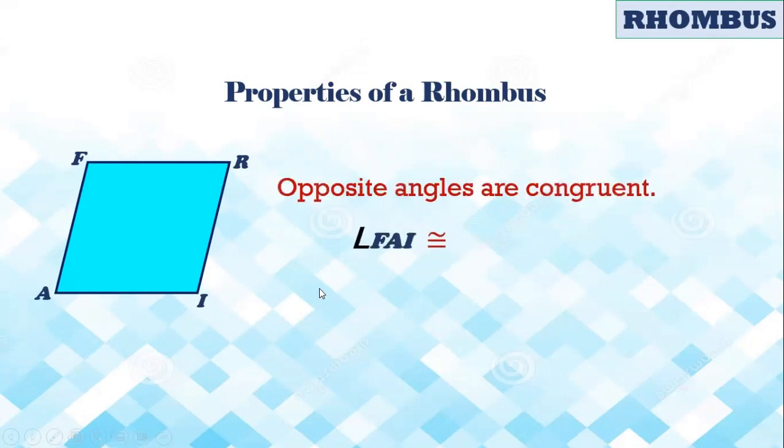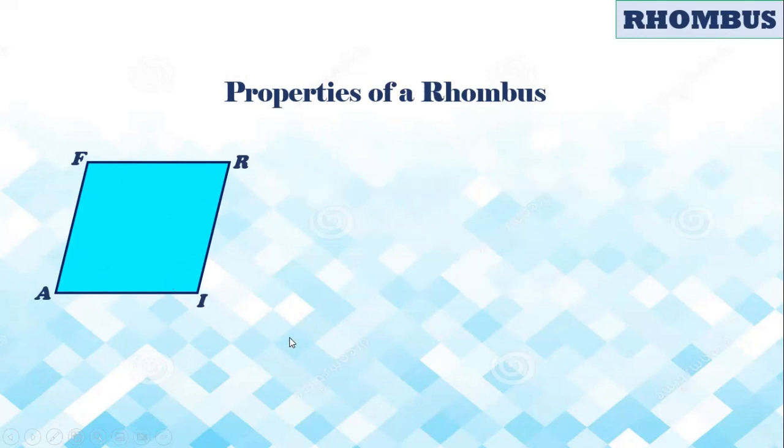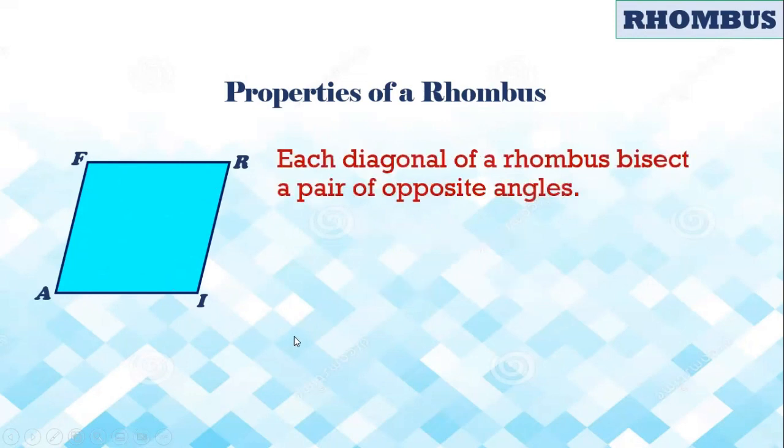Next, the opposite angles are congruent. I have angle FAI, this one, is congruent to angle FRI. Also, angle AFR, this one, is congruent to angle AIR, this one. Next, each diagonal of a rhombus bisects a pair of opposite angles.